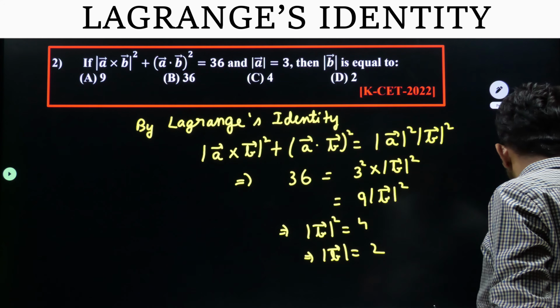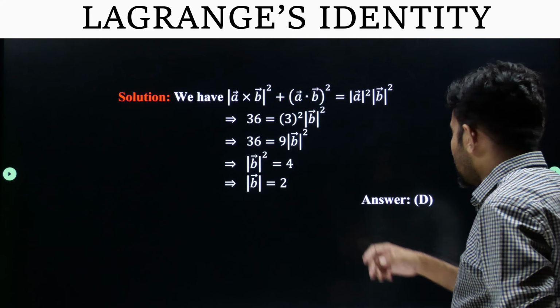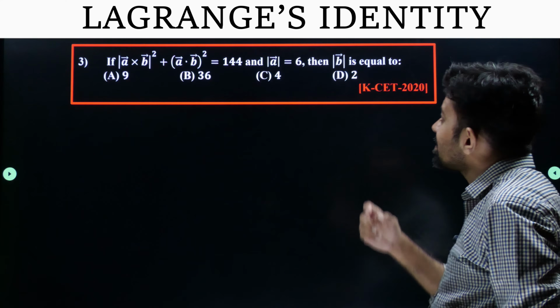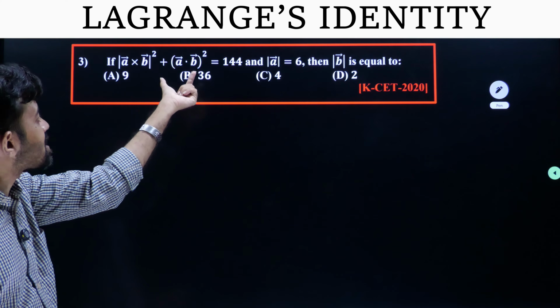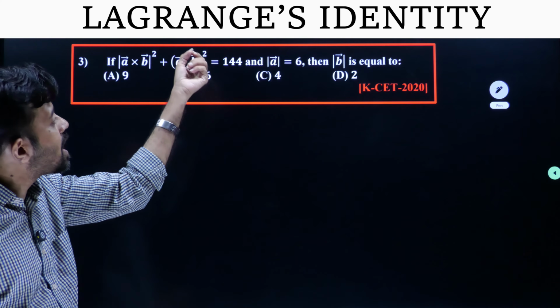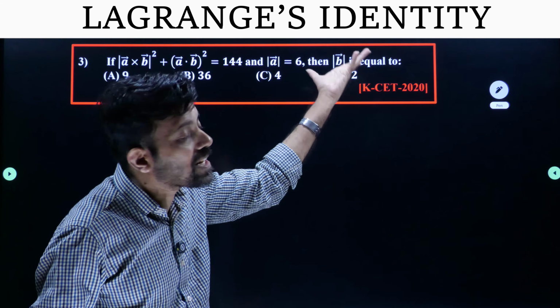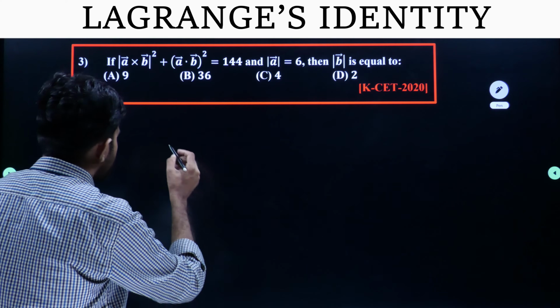Practice these kinds of questions. Solution is given to you here. Move on to the next one. Again, magnitude of A cross B square plus A dot B square is given as 144. Magnitude of vector A is 6. We want to find the magnitude of vector B.